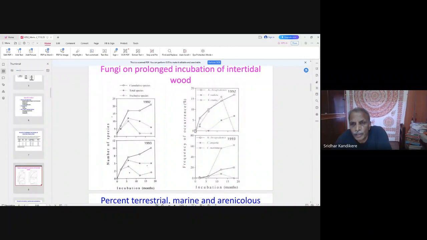So Anhiptodera chesapeckensis keeps on increasing its frequency of occurrence to the level of 15 or more than 15 to 20 range, like that. And the same thing happens with regard to Torpedospora radiata. It is less here and then keeps on increasing. Whereas Ricula inalia attains a higher level at the 12th month, and then subsequently it gets reduced.